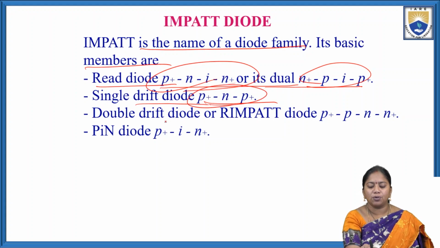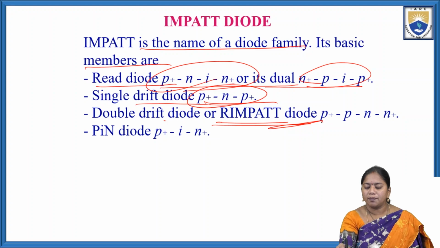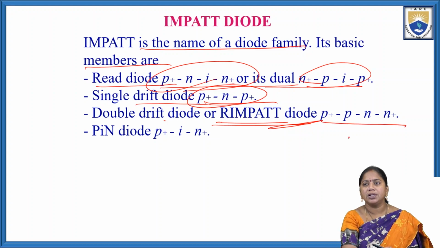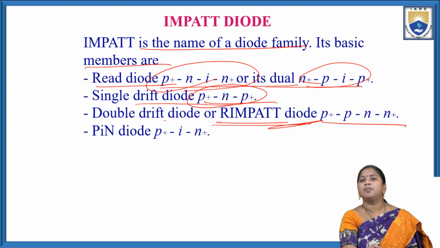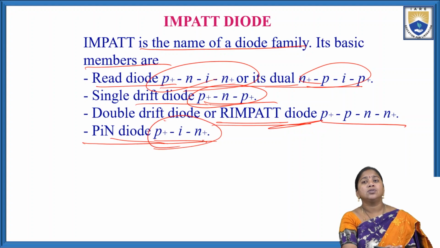The double drift diode is also called the R impact diode. R impact diode means P plus P N N plus. And the PIN diode, which we already discussed, is the P-type intrinsic N-type diode, that is P plus I N plus. So IMPATT is the name of the diode family.